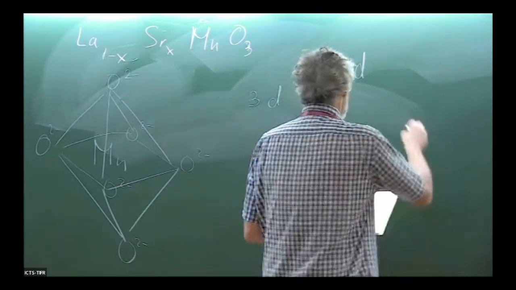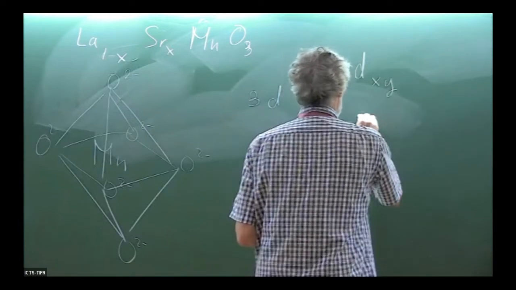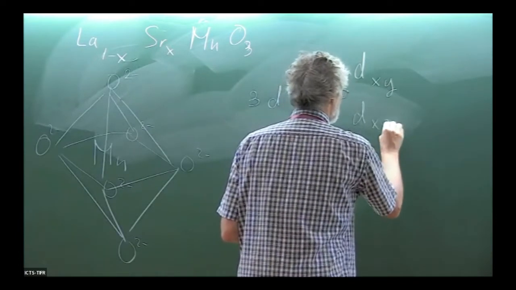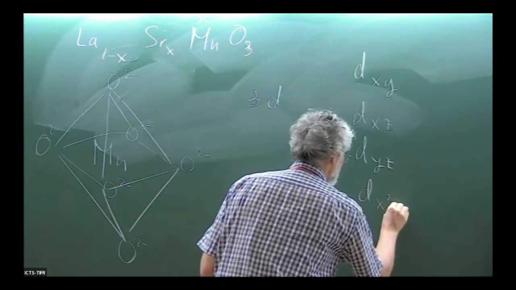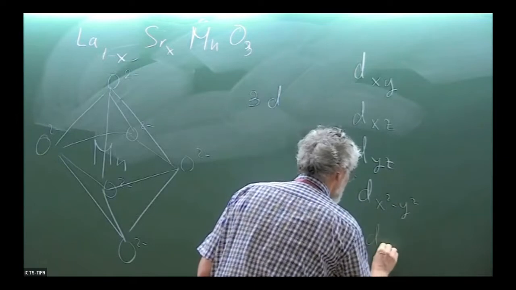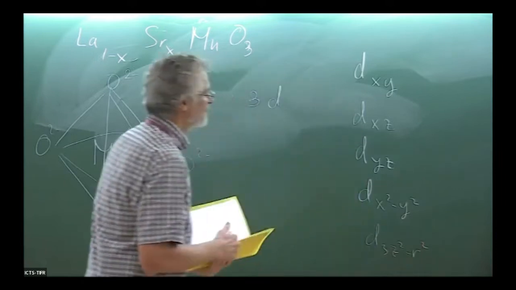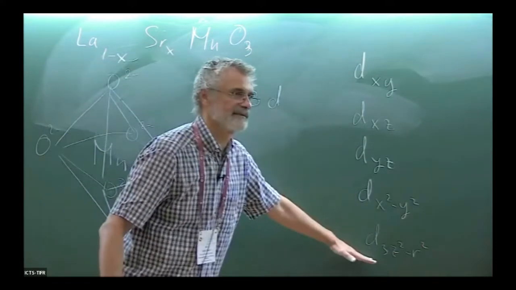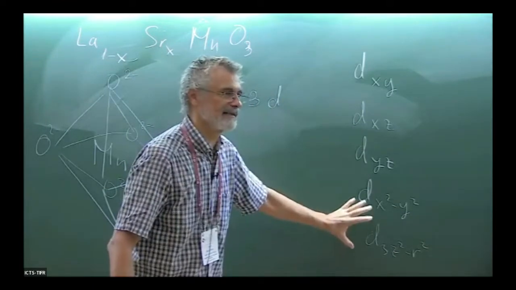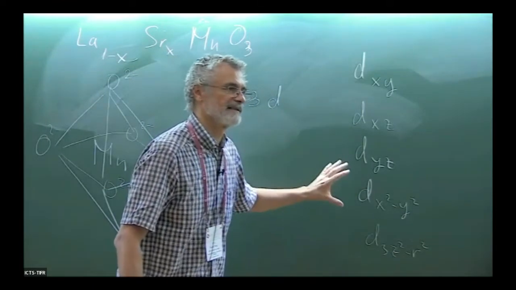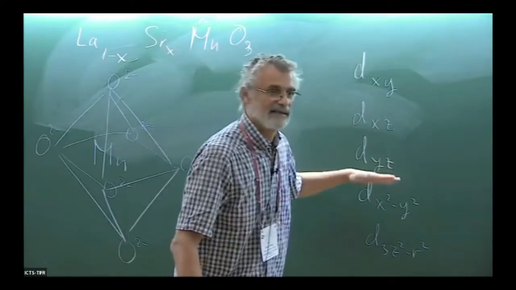It is very convenient to use the following basis: dxy, dxz, dyz, dx square minus y square, and d3z square minus r square. So these are the 5 d orbitals. If we write it like that, these are all real wave functions, real in the sense that they are not complex.